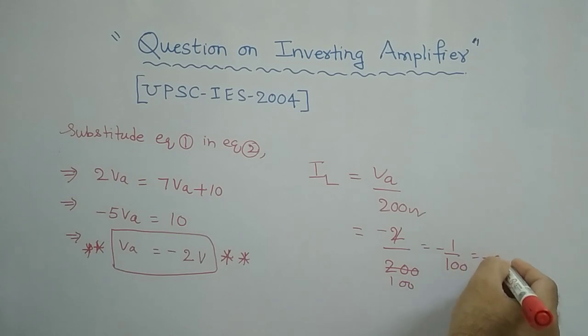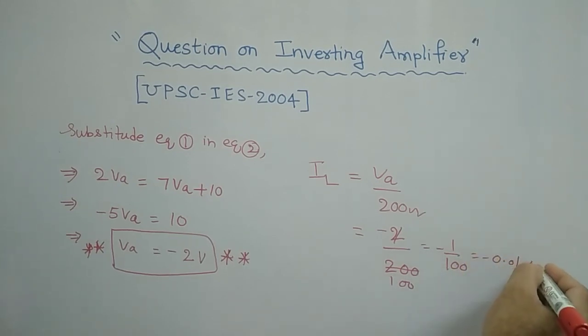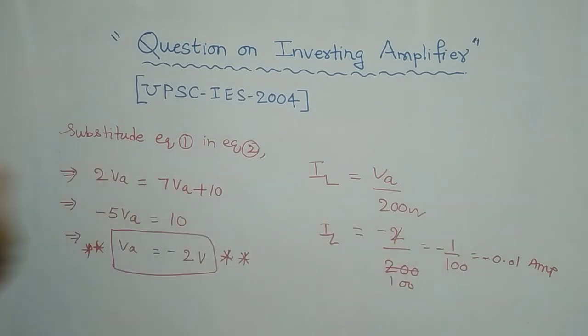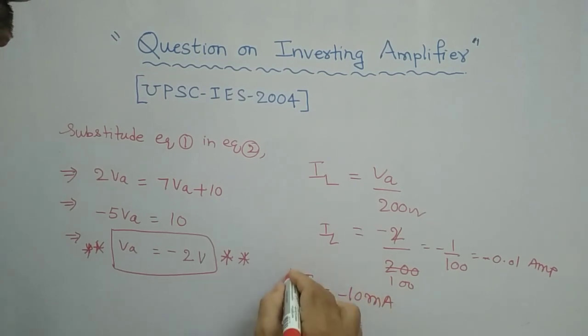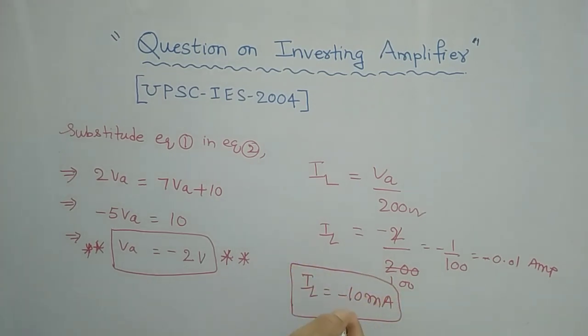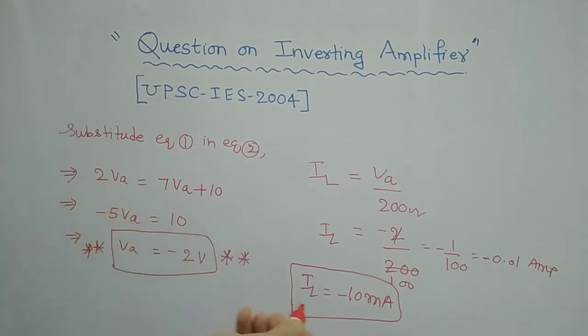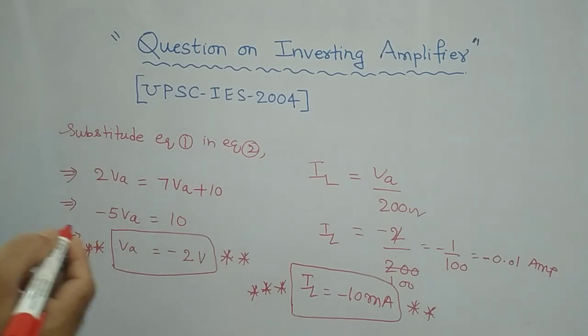IL is equal to minus 1 by 100, which is 0.01 amperes, or otherwise you can also write that it is equal to minus 10 milliamperes. IL is equal to minus 10 milli, where milli is 10 power minus 3, obviously equal to 0.01. Okay, this is the answer. Therefore, IL is equal to minus 10 milliamperes. This is the right answer for that question. Some options A, B, C, D are given, so this is one of the correct options. Likewise, we have to solve the given operational amplifier circuits, right?